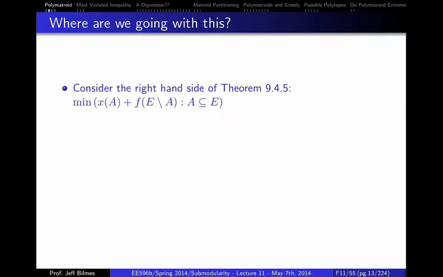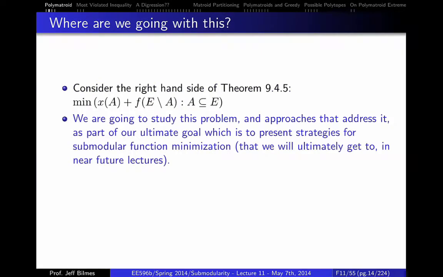Those are all sensible things to do. Now the other thing is that, remember the theorem, the right-hand side of Theorem 9.4.5, which was one of the critical theorems that we proved. It was this thing which we said was basically a submodular function minimization problem. What we want to do in this course is get an idea of some of the flavor of submodular function minimization algorithms, the combinatorial ones and also some other ones.